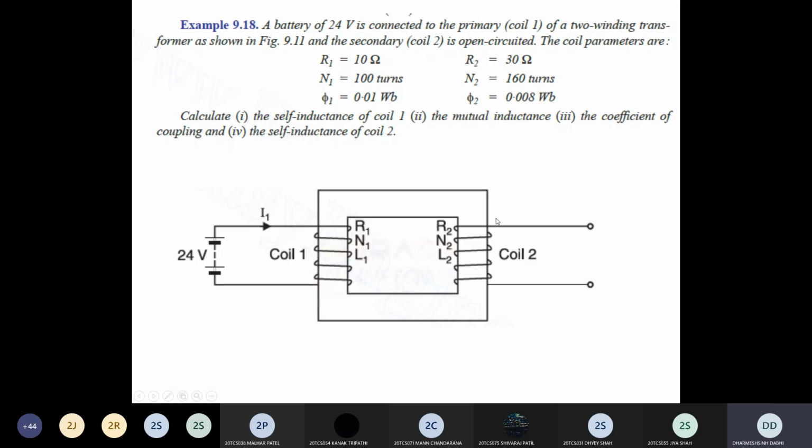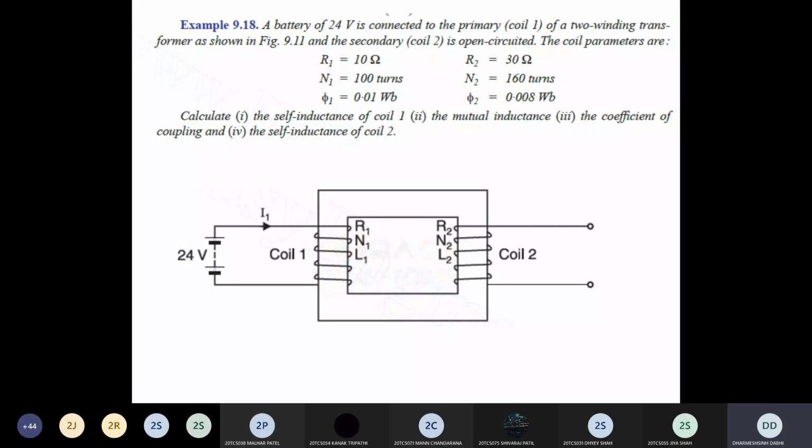If K is equal to 1, it means what? Whatever flux is produced in coil number 1, all the flux links with coil number 2. So suppose phi 1 is given as 0.01, and suppose phi 2 is given the same 0.01. It means all the flux of coil 1 is linked with coil 2. So the coefficient of coupling is 1. It means 100% coupling between coil 1 and 2. But here the flux coupling is 0.008. So here we actually calculate the percentage of flux that links with coil number 2 because of current flowing into coil number 1. I think all of you are clear.